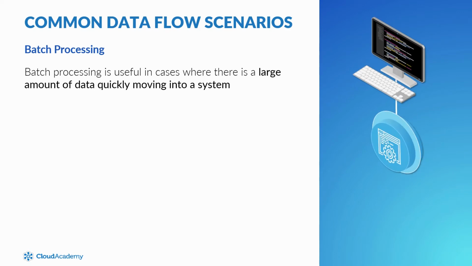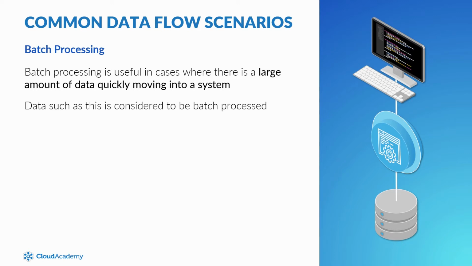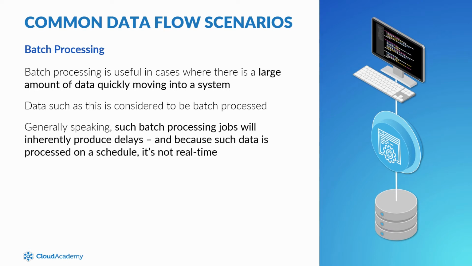Batch processing is useful in cases where there is a large amount of data quickly moving into a system. Data such as this, processed on a schedule, is considered to be batch processed. Generally speaking, such batch processing jobs will inherently produce delays, and because such data is processed on a schedule, it's not real time.